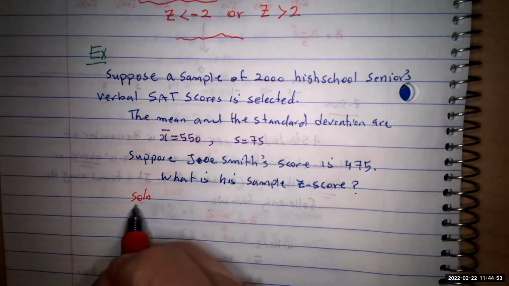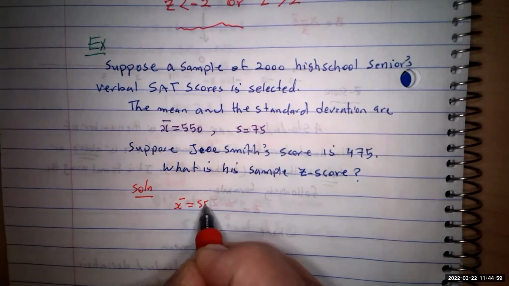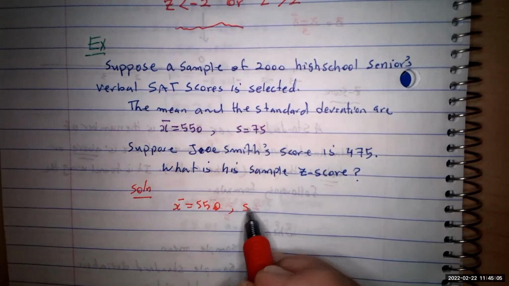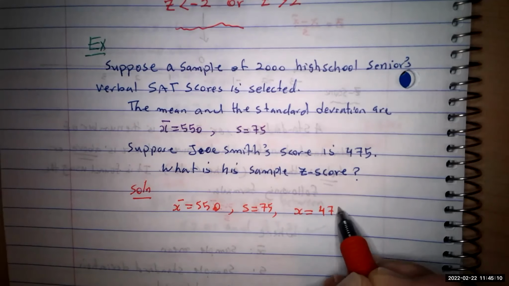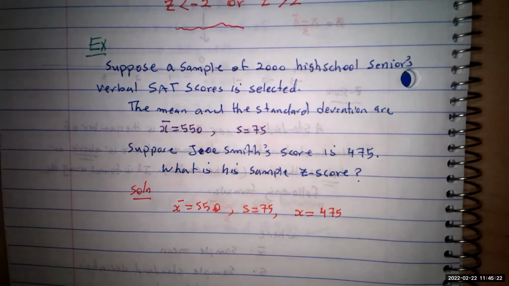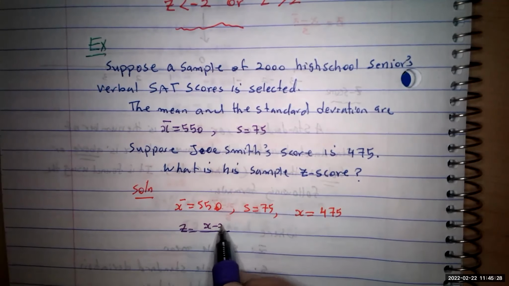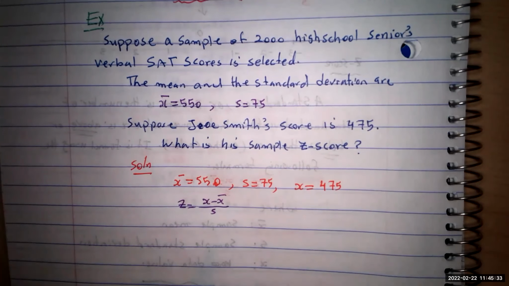The solution is going to be, we have the X bar, which is 550, and we have the S, which is 75. And the X number is given as 475. Then we want to find Z. We have the formula Z equals X minus X bar divided by S. Make sure to write it correctly. It's X minus X bar, not the other way around.